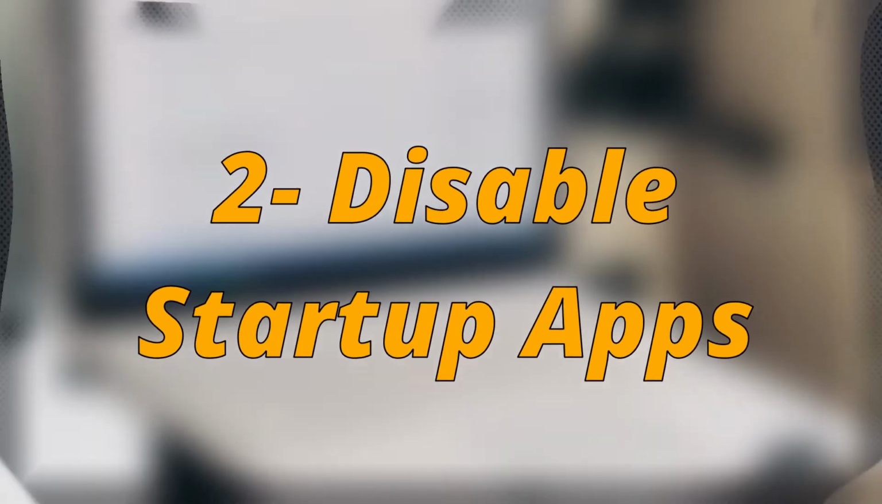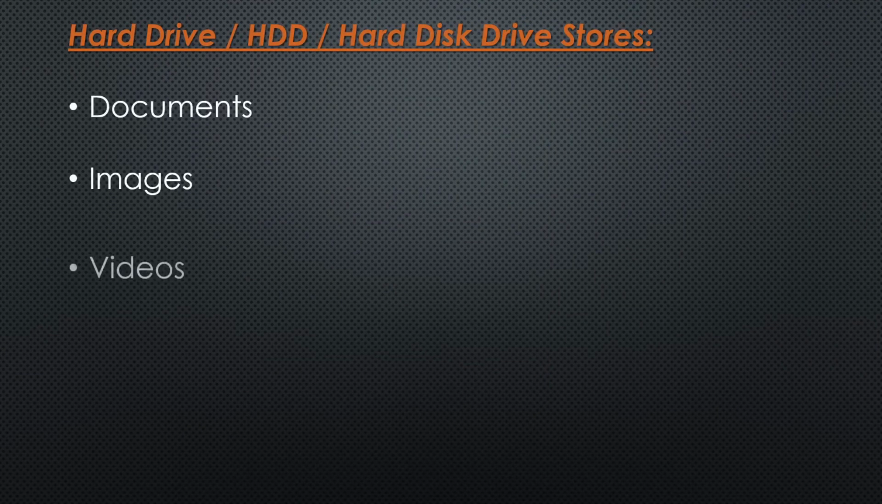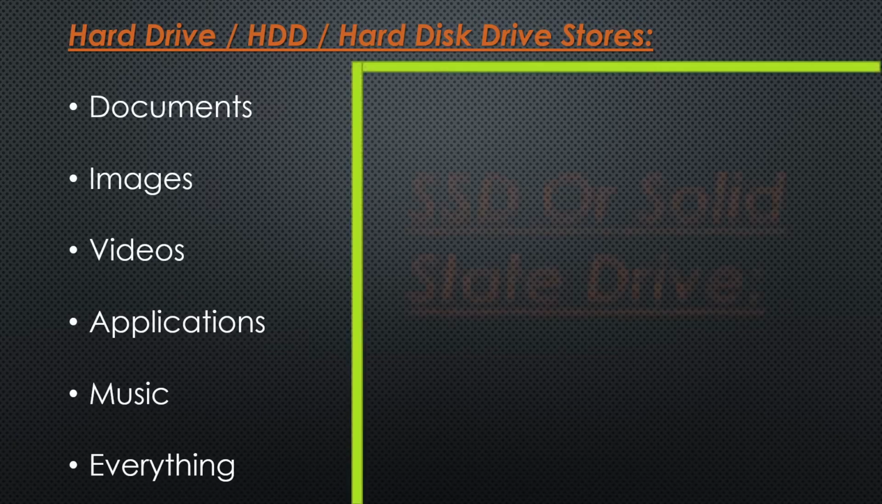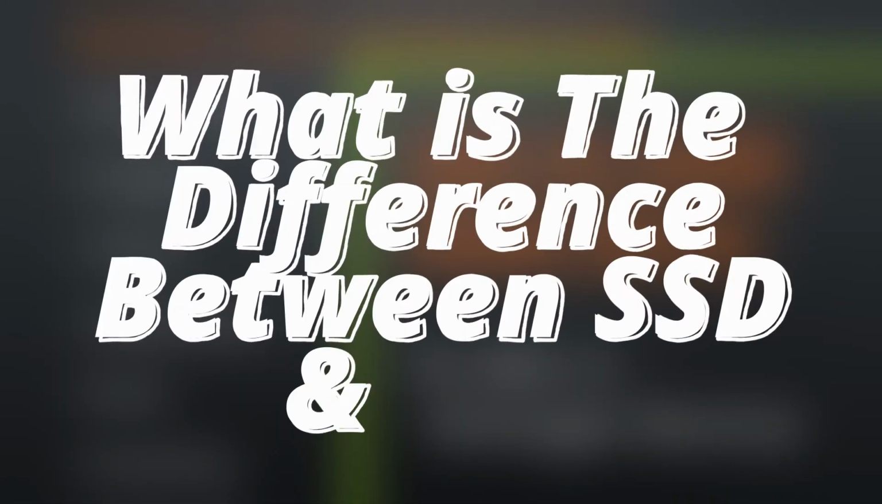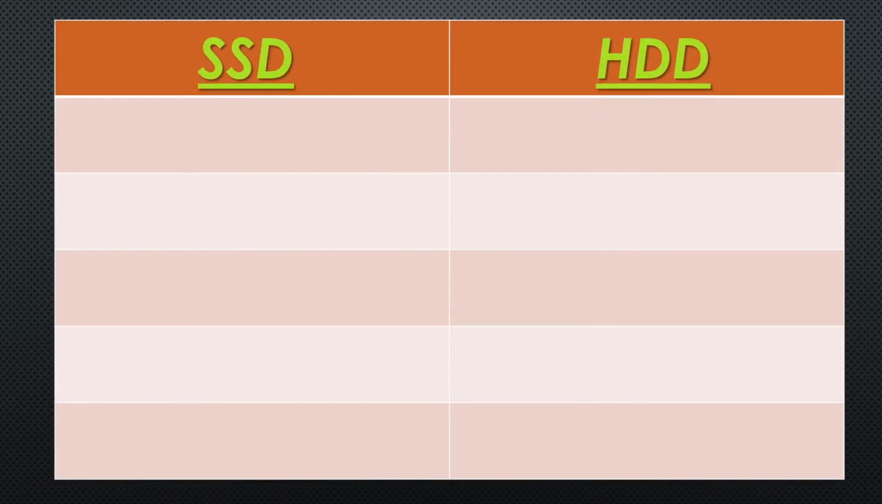The HDD, or hard disk drive, or hard drive, stores all of your digital components like documents, images, videos, applications, music, and everything. An SSD, short for solid state drive, is also a storage device. But what is the difference between SSD and HDD? The SSD is faster than the HDD because it uses electrical circuitry and has no moving parts, while the HDD slows down when it has more data to store, which will decrease its speed.